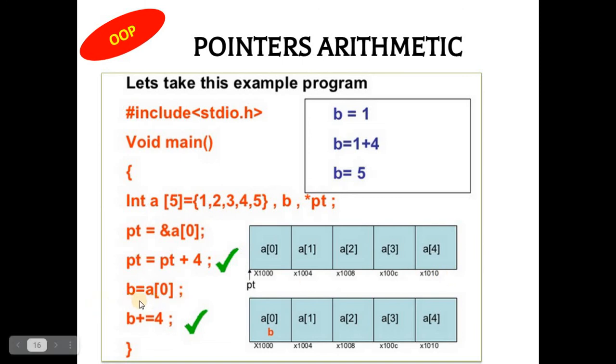And then I am making b = a[0]. That means the value of a[0] will be given to b, and when I write b = b + 4, it is going to increment the value, that is b becomes 5. So these two things are different. When I write pointer plus 4, it increments the address, and when I write simple variable plus 4, it increments the value. As you can see above, b's value is becoming 5 and pt's value is becoming x1010.